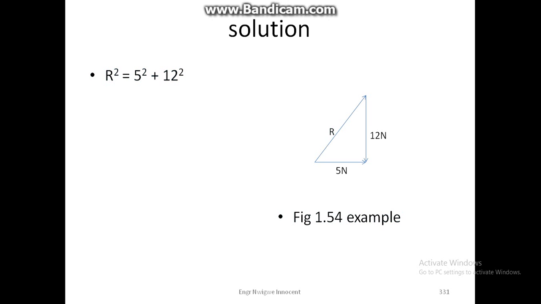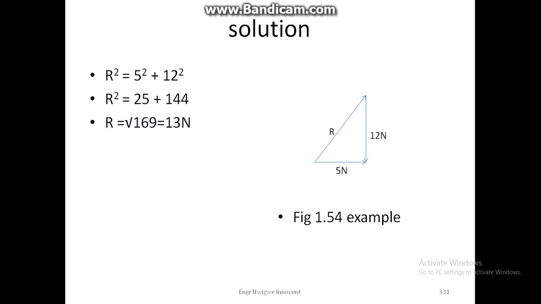Solution. Figure 1.54 forms a right angle triangle. According to the law of Pythagoras, the square of the hypotenuse is equal to the sum of the squares of the other two sides. Therefore, the hypotenuse r squared is equal to 5 squared plus 12 squared. R squared is now equal to 5 squared, which is 25, plus 12 squared, which is 144.